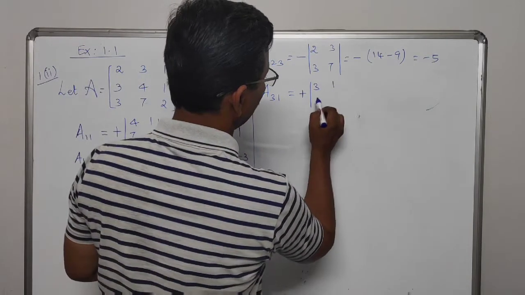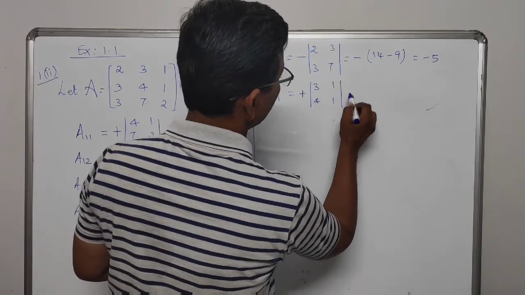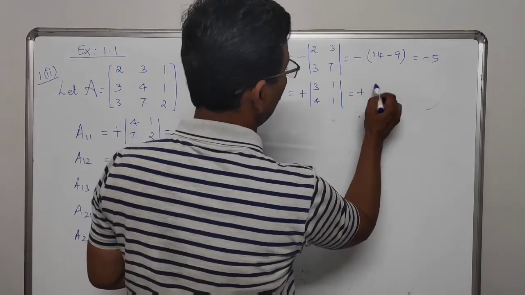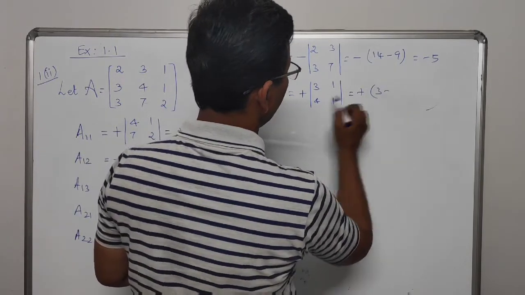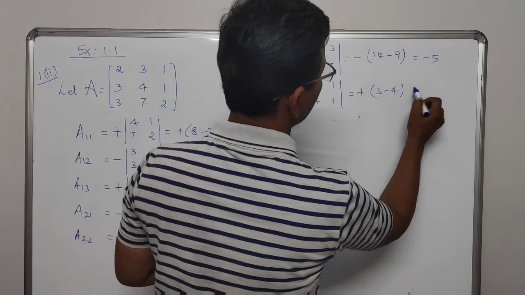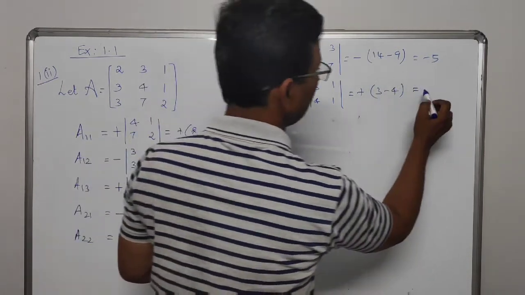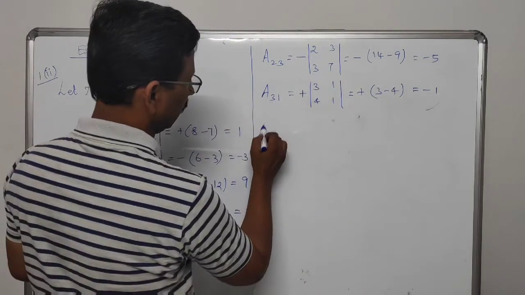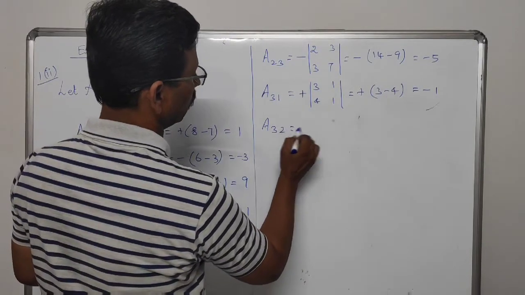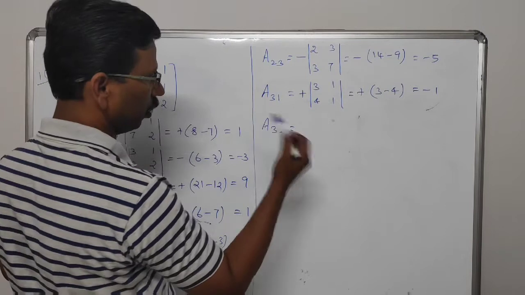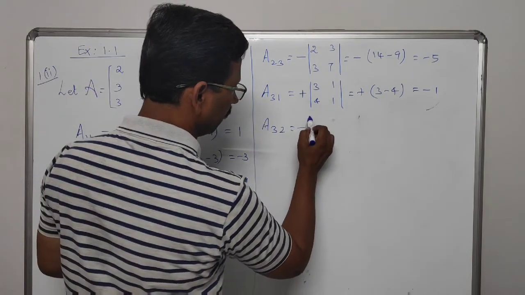Which is equal to plus of 3 minus 4, which is equal to minus 1. Since it is plus, you get minus 1. Then we can write A32, which is 3 plus 2 equal to 5, an odd number. Hence you can assign a minus sign.